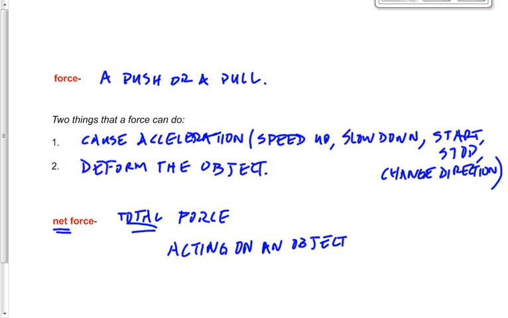Now, sometimes that total force is balanced. Sometimes if I apply a force to the right and I apply a force to the left and they're equal and opposite, then those forces are balanced. Many times it's unbalanced. If the net force is not zero, then it's an unbalanced force.